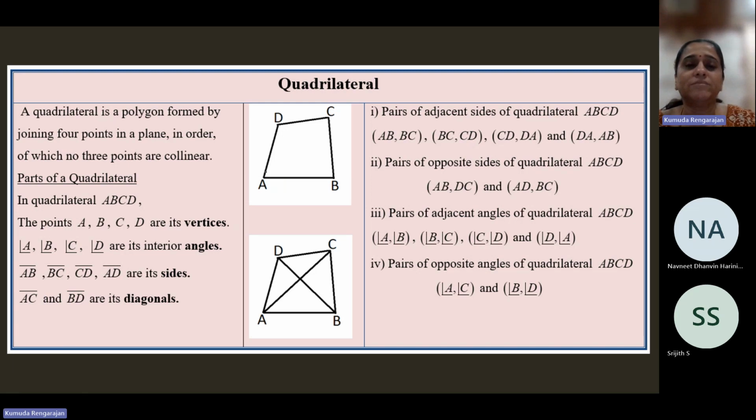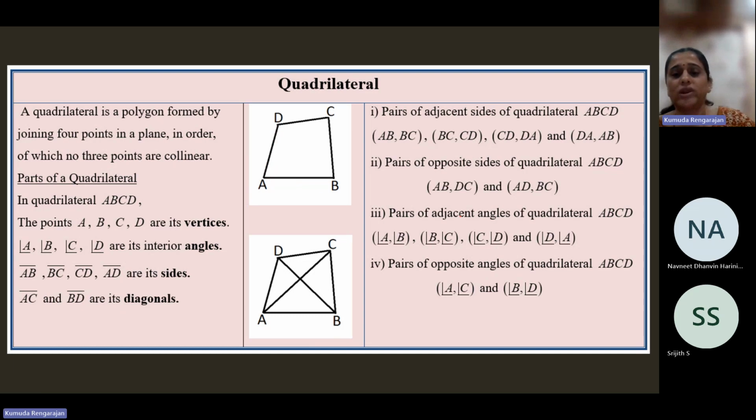Now, if the question is name the adjacent sides with the common vertex A. If this should be the common vertex, which are the adjacent sides? BA and DA. BA and DA are the adjacent sides with the common vertex A, like that.